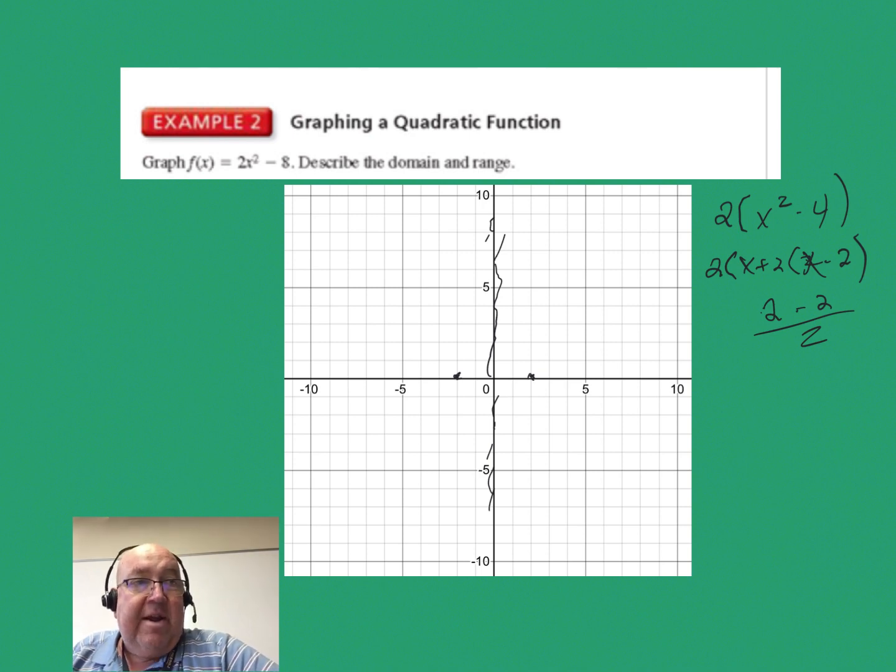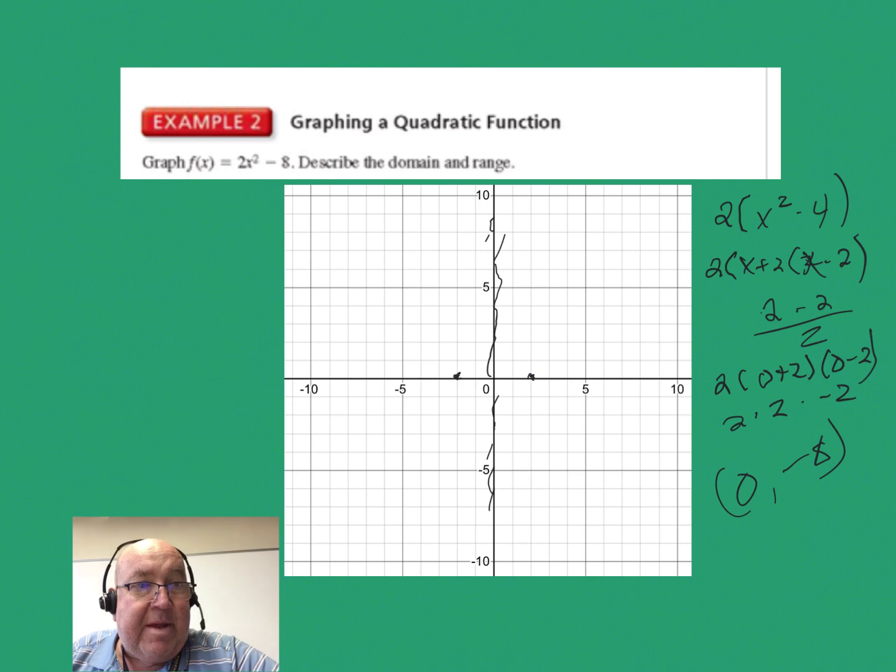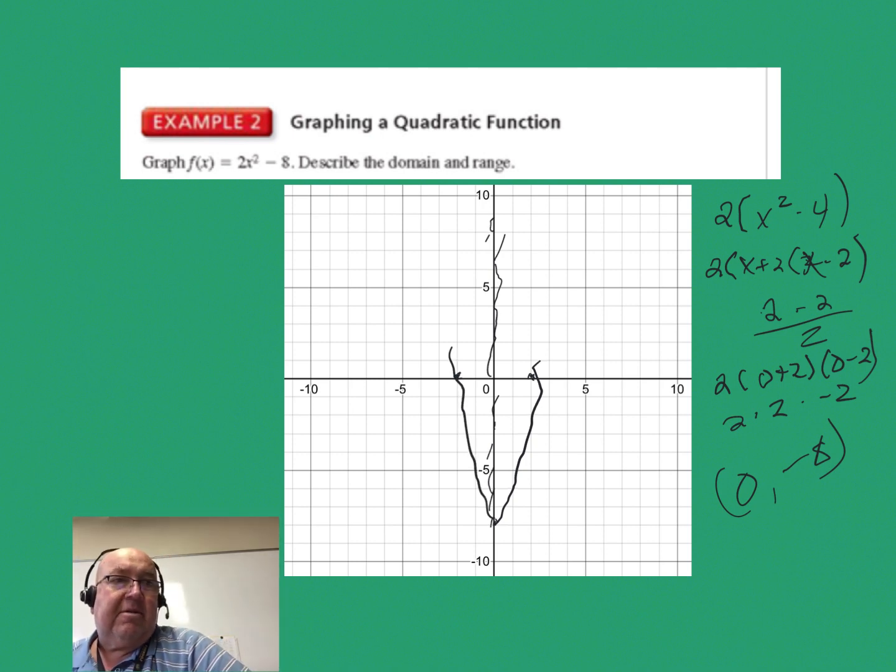So now I'm going to find out what the y value of that vertex is. So we're going to have 0 plus 2, we're going to have 0 minus 2, and we're going to have 2 times 2 times -2, which would be -8. So our vertex is 0, -8. Get that down here. And we're going to come up through those 2 points where it crosses the x-axis.